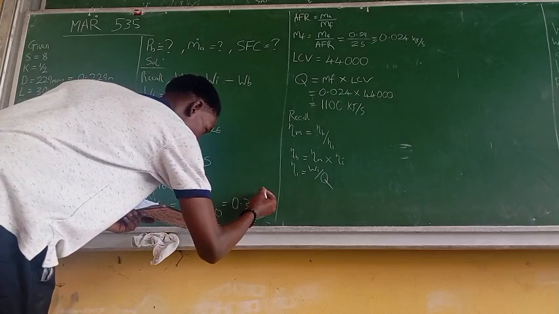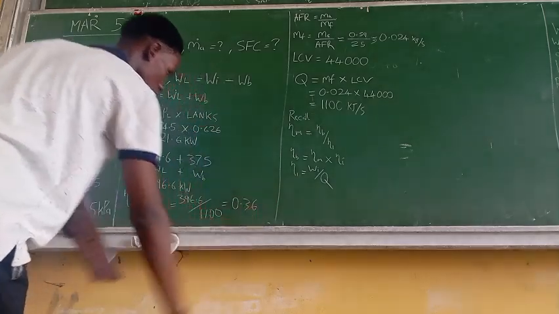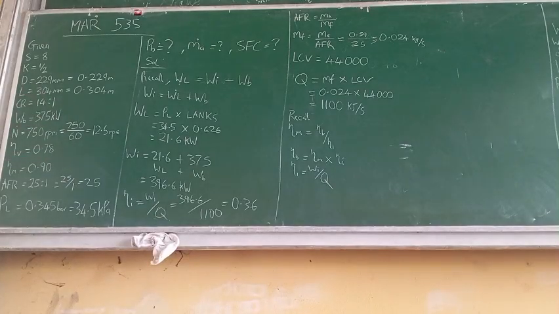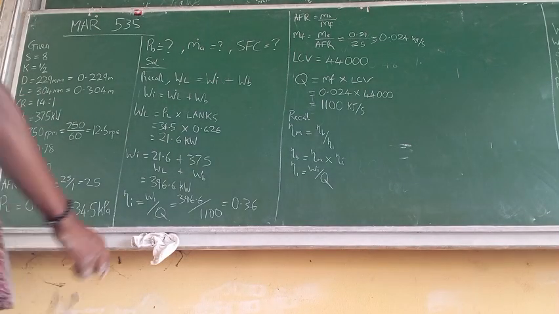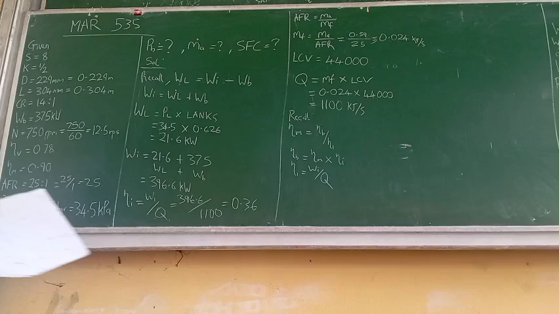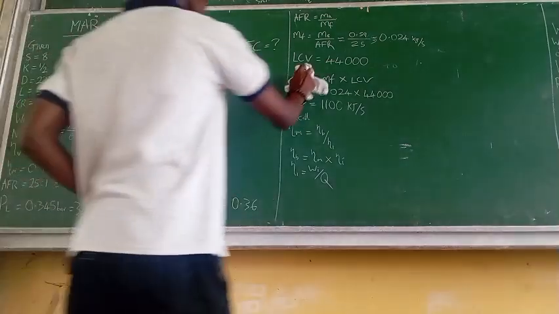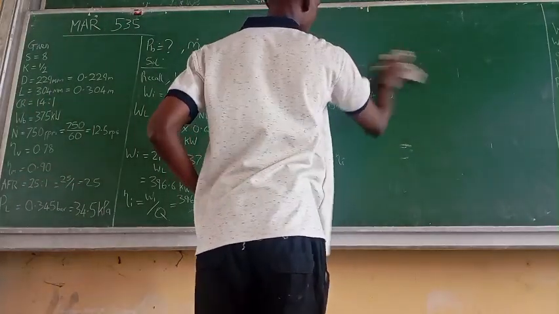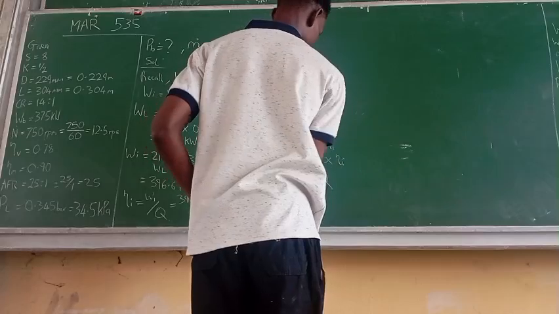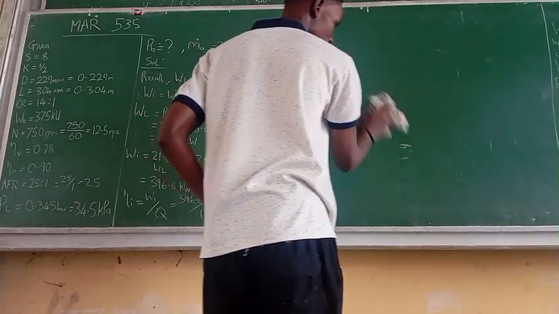0.337. I got 0.36, so let's just leave it at that. Yeah, it's okay. People should come and eat. Yeah, I don't understand though. Who should eat? I'll come. Let me finish this thing. My phone space is wasted.